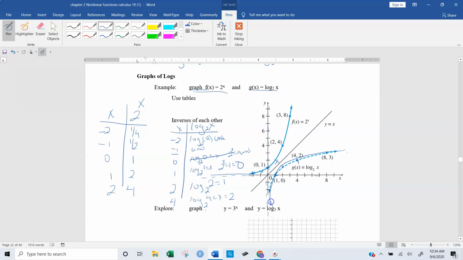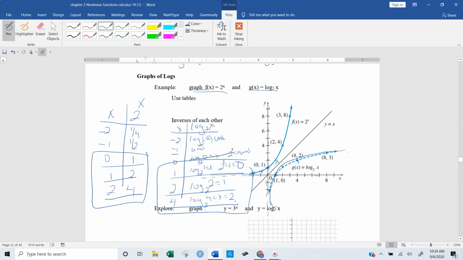If you notice, look at here. These powers here are reciprocated over here, right? This point is 0, 1. This point is 1, 0. This point is 1, 2. This point is 2, 1. This point is 2, 4. This point is 4, 2. Do you remember what that was called when our points just flipped? I hope you do. They were inverses of each other, right?